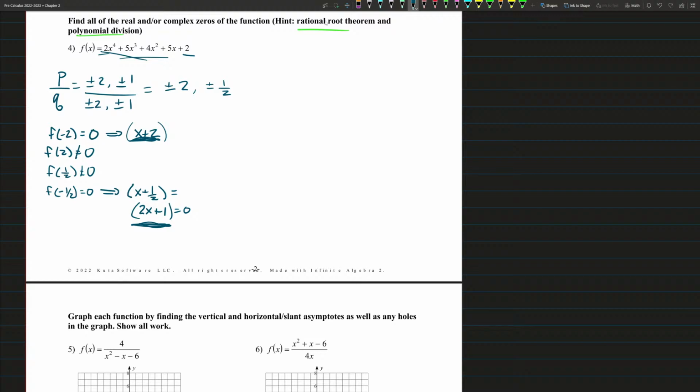What I'm going to do here is multiply these two things together and then divide that into our polynomial in order to get the rest. So we get 2x squared plus x plus 4x, so plus 5x, and then plus 2. I'm hoping that makes sense. Now I'm going to divide that into our original polynomial, and see if there's any other easy factors.